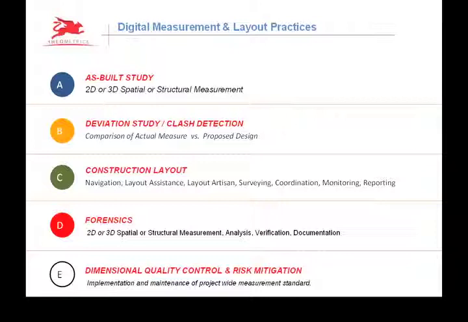Well, we did an as-built study in both 2D and 3D. We did deviation study or clash detection, which is that comparison of the actual to the proposed. We assisted construction layout on the job. Forensics we didn't get so much into; this is really when something has gone wrong. And then dimensional quality control and risk mitigation, this is really the service we provided at Lincoln Center. We provided all of these services on demand to all the trades.